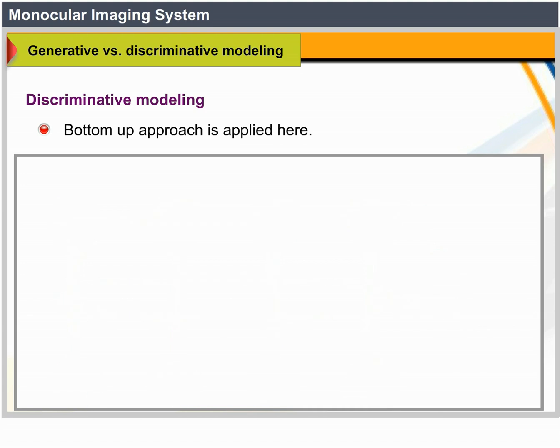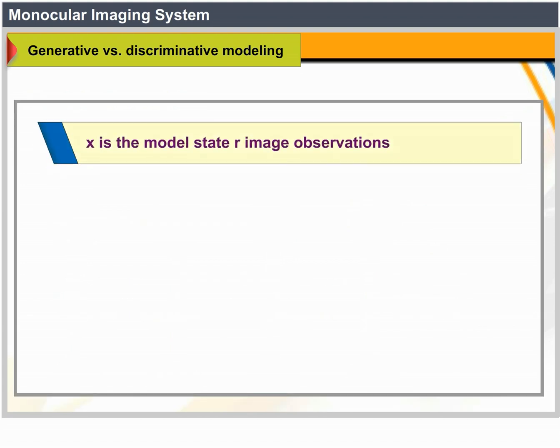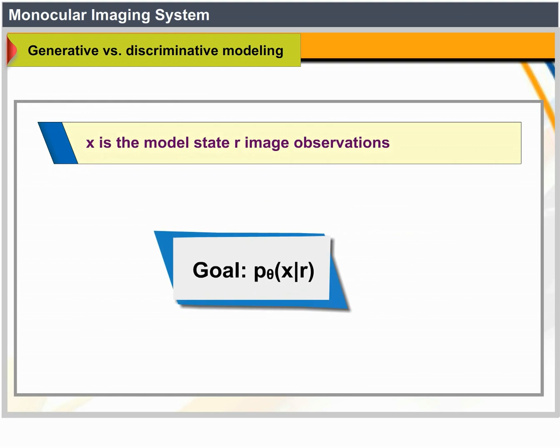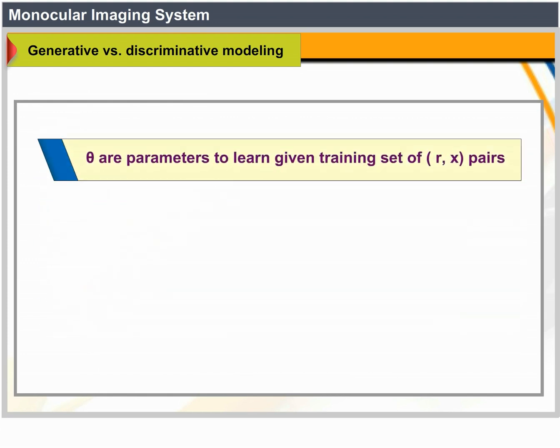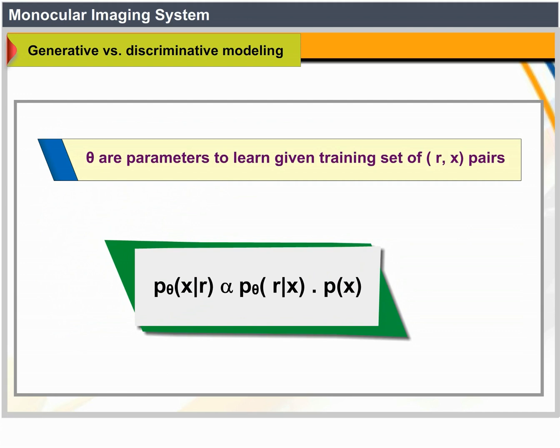X is the model state, R our image observations. Goal: P_theta(X|R), where theta is a parameter to learn given a training set of (R, X) pairs. P_theta(X|R) is directly proportional to P_theta(R|X) times P(X).